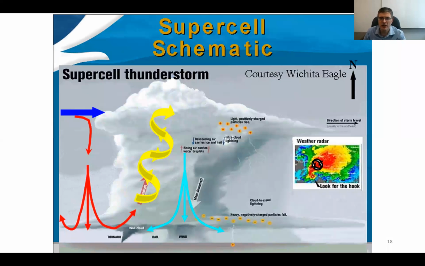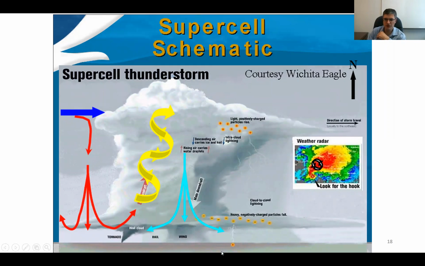If we take a look at a schematic of a supercell, this blue line here indicates the column of falling colder air, which would generate the downbursts you see down below. And at the trailing edge, you can also get tornadoes. So the same supercells can generate these phenomena.